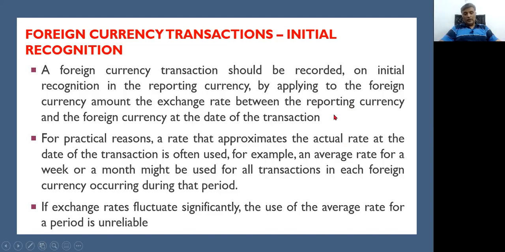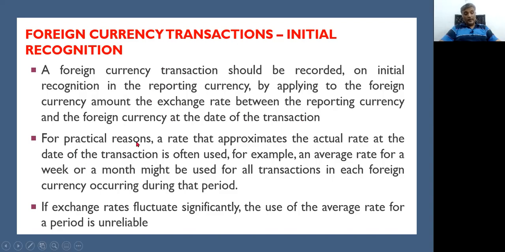So I have to apply to the $10,000 the exchange rate between the reporting currency and the foreign currency. INR is the reporting currency, USD is the foreign currency. What is the exchange rate between the two? Assuming 45 rupees is the exchange rate, just as an example, I have to multiply $10,000 by 45, which is 4,50,000. That is the total value I'm going to record in my books. So $10,000 is the foreign currency amount, and the corresponding INR amount is 4,50,000.